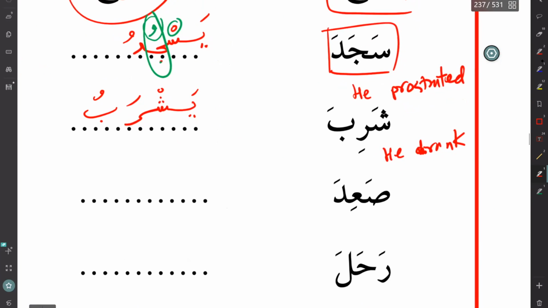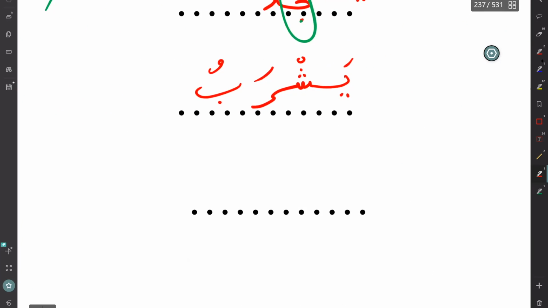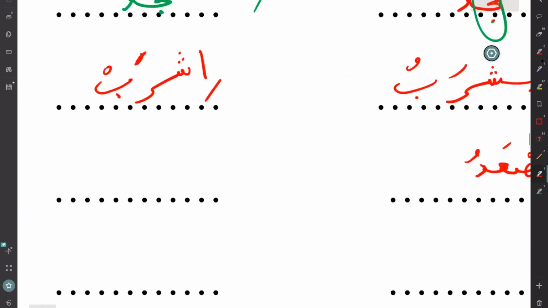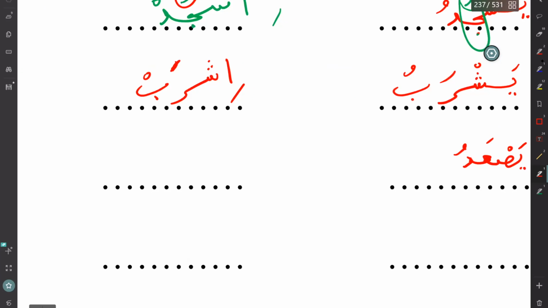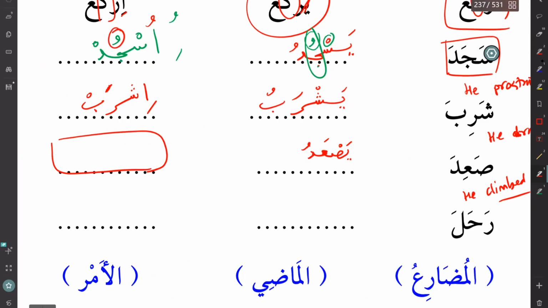And we have sa'ida, which is he climbed up. And we also had this verb in the present tense. We learned this verb in the present tense. Yas'adu. Remember? Yas'adu, he climbs up. So sa'ida, yas'adu. And what would be the command verb? I'll leave this one for you. Inshallah, you should be able to make this command verb using the steps that I mentioned, right?